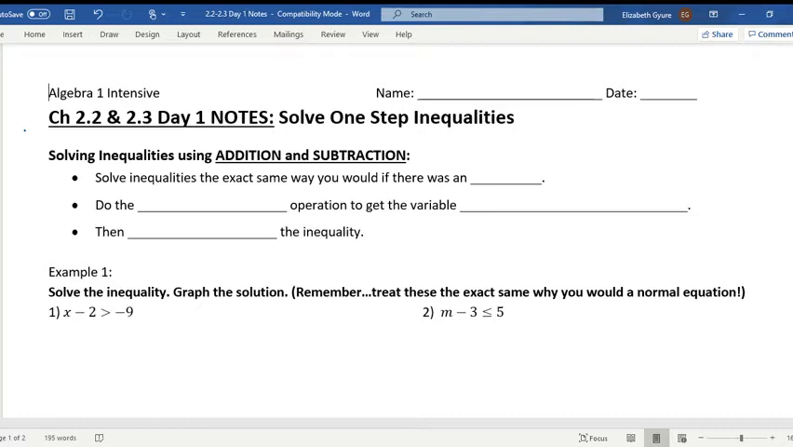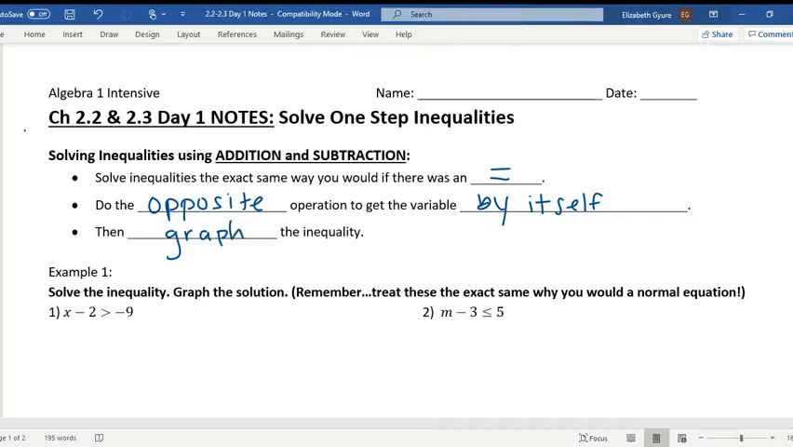You solve inequalities the exact same way you would if there was an equal sign. We do the same thing. What kind of operations do we do when we solve equations? The opposite of adding is subtracting, right? And vice versa. So we do opposite operations to get the variable by itself, exactly. Then you graph the inequality in this situation.